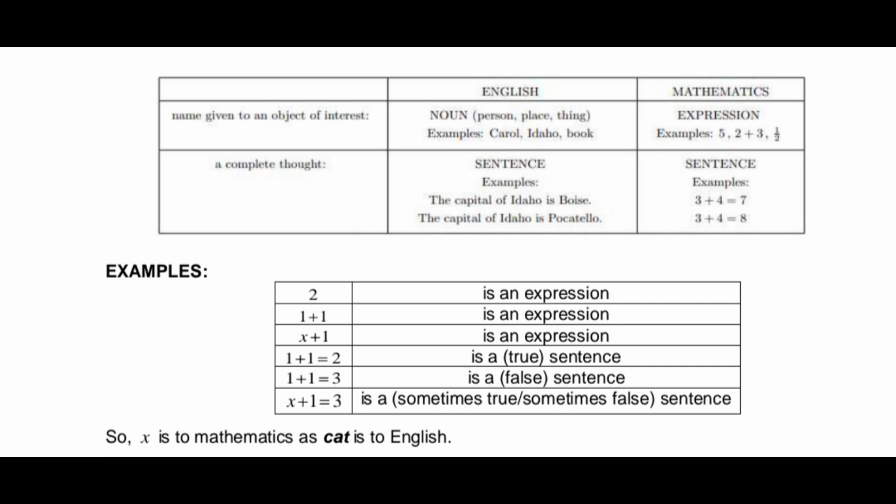So, let's proceed in English sentence. We have an example of an English sentence which is the capital of Idaho is Boise and the capital of Idaho is Pocatello. So, based on this module, the capital of Idaho is Pocatello but the truth is the capital of Idaho is Boise. I know na ang isa sa kanila ay false but it is still an example of sentence. Same goes in the mathematical sentence.